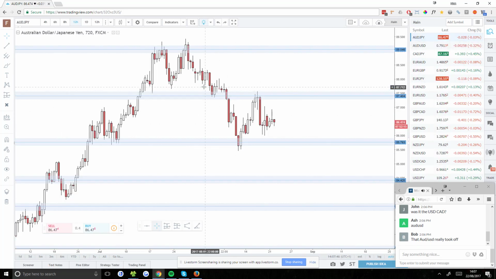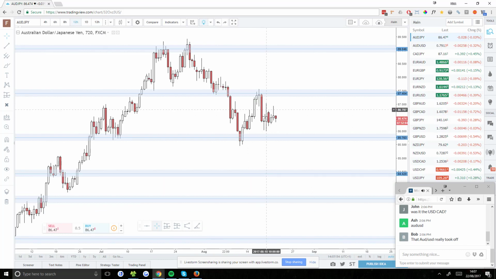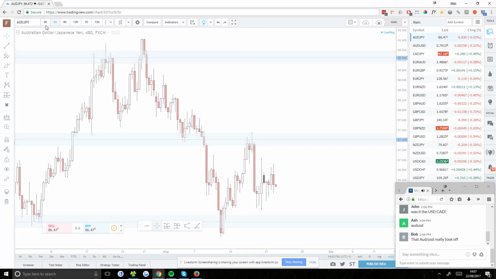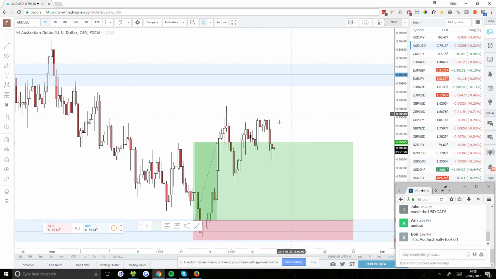But yeah, let's get into the analysis, guys. Enough brag time. Let's actually jump into the analysis itself. What's going on with AUDJPY right now? It's kind of stuck down here, so there's not really that much opportunity for AUDJPY. AUDUSD, same kind of deal. It's just stuck around about here.